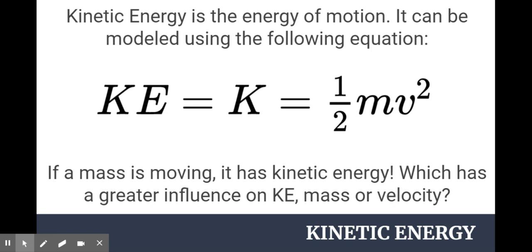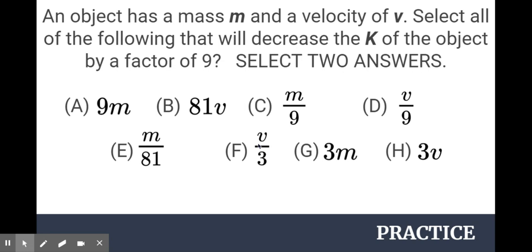So take a look at this. I'm not going to explain how to do this one, but I will give you the answers. Let's see what you can figure out. An object has a mass, m, and a velocity of v. I want you to select all of the following that will decrease the kinetic energy of the object by a factor of 9. Once again, we are decreasing the kinetic energy of the object by a factor of 9. Look at all these options, and I want you to select 2 answers. Out of all these options, 2 of these would decrease the kinetic energy of an object by a factor of 9.